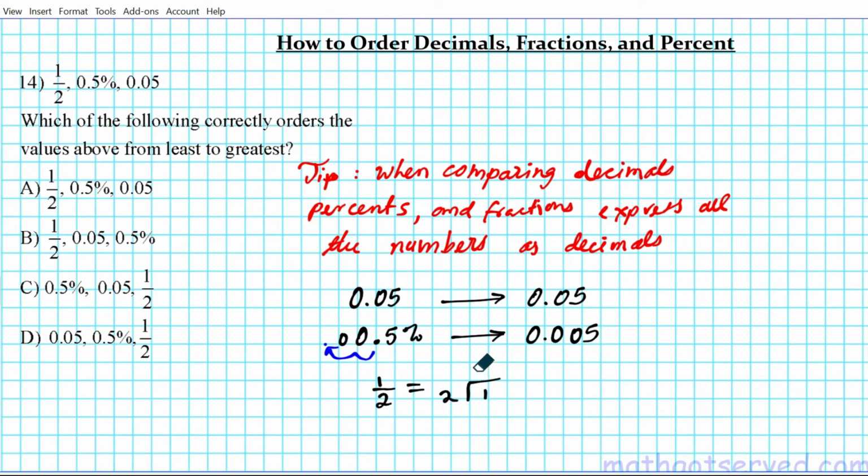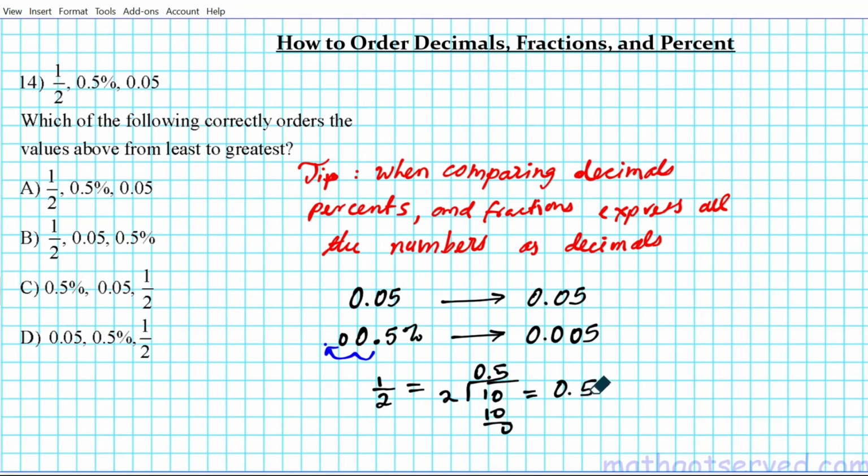2 does not go into 1, so we put a 0 there, a decimal point. 2 goes into 10 5 times. 5 times 2 is 10, leaving 0. So we can see that 1/2 is 0.5. So which is the greatest?